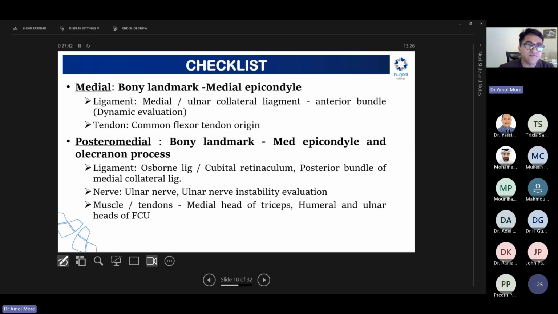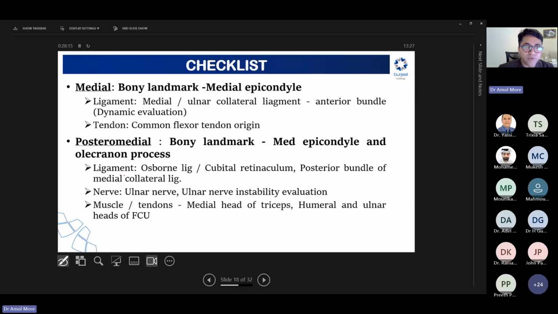The checklist for the medial elbow: the ligament is the ulnar collateral ligament, the anterior bundle, which we will evaluate on dynamic evaluation as well. The tendon we will be seeing is the common flexor tendon origin. Along with the medial elbow, we will go a little bit posteriorly along the posterior medial aspect. The bony landmarks will be the medial epicondyle and olecranon process. For the medial elbow, our bony landmark will be the medial epicondyle.